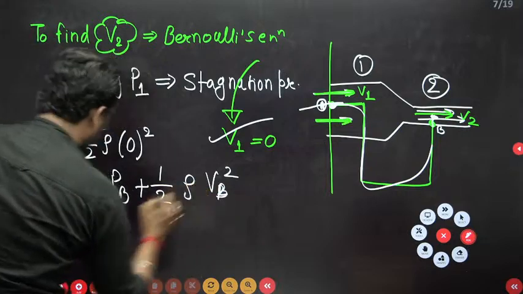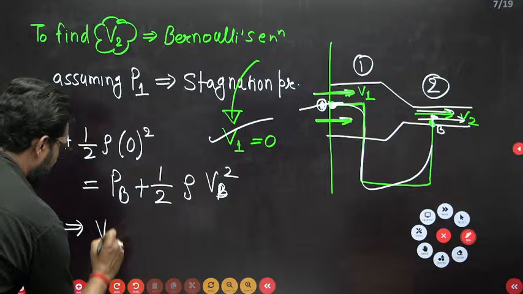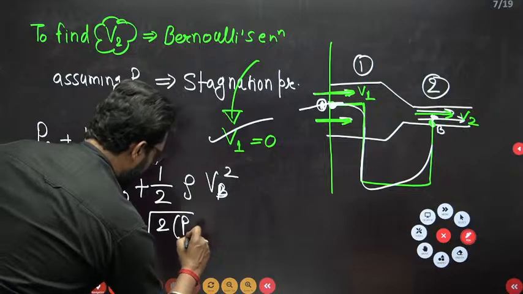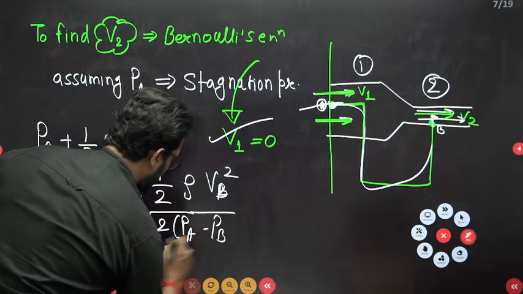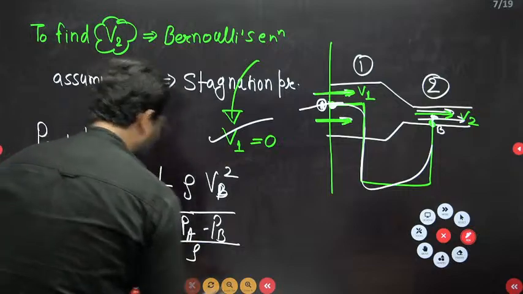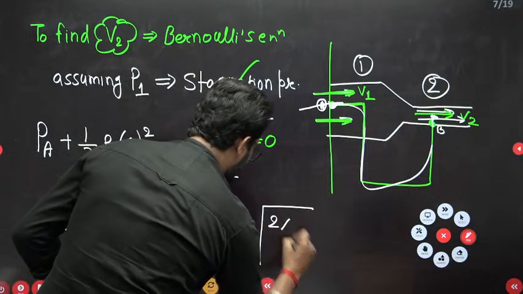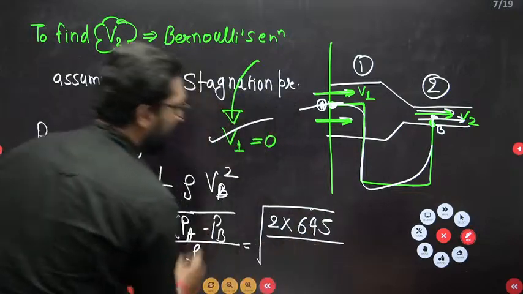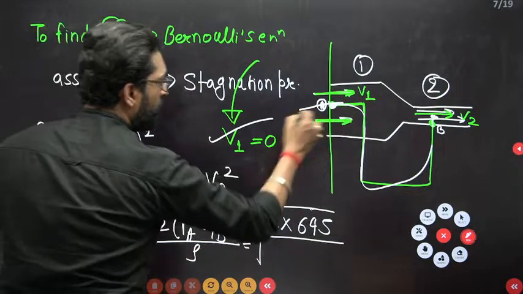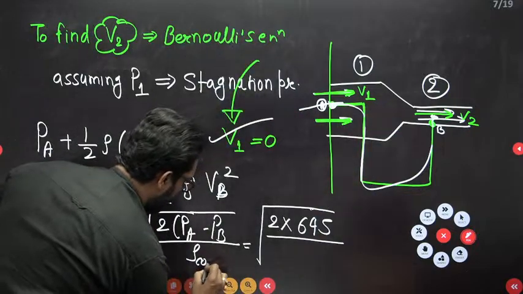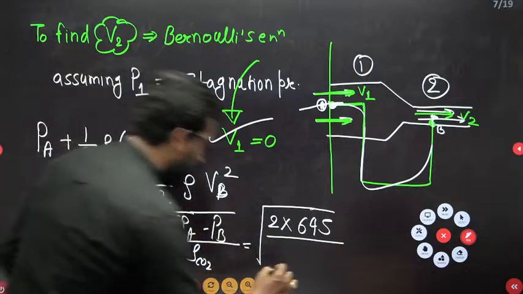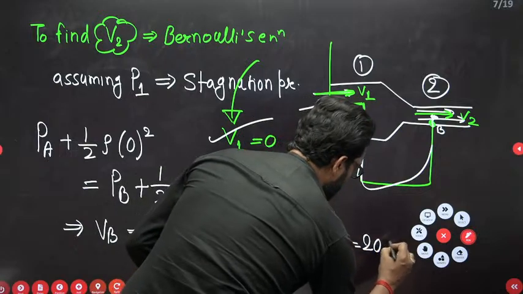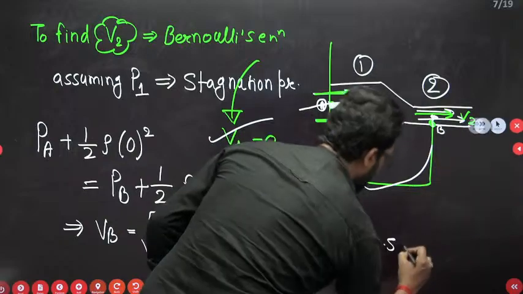From here you can find VB is equal to root under 2 into (PA minus PB) divided by rho. You have a pressure difference of 645, this is your delta P divided by density. Which density? Density of the flow. This is the density of carbon dioxide, that means the fluid which is flowing, 3.07. So if you calculate, this is 20.5 meter per second.